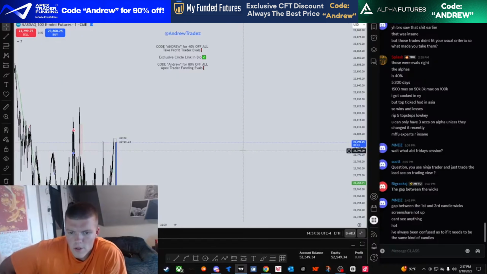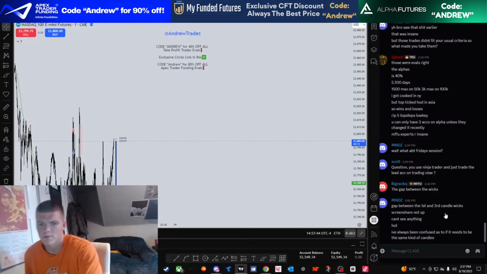Gap between the first and third candle wicks. Screen share not up, can't see anything. Oh wait, that was later. I've always been confused as, oh wait, that was all from earlier.